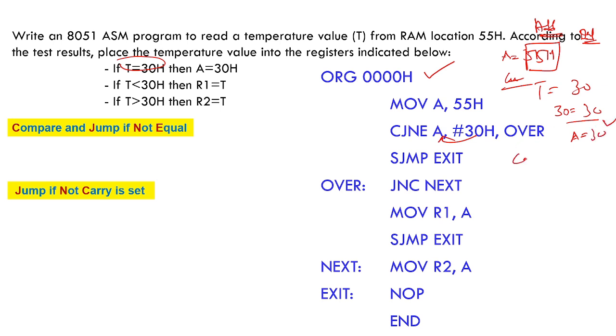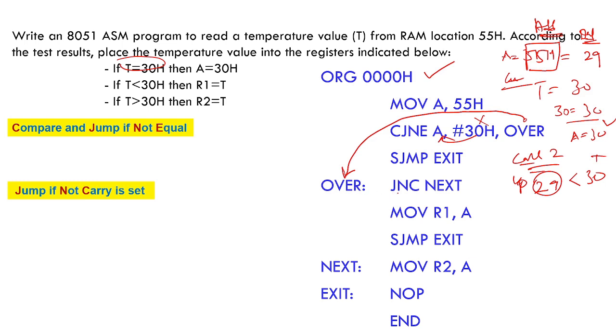Let me say case 2. In case 2, I'm assuming in 55H I'm giving a data of 29. That means your input is less than the reference value temperature. That means what I need to do? It is not equal, so the condition fails here. Then I need to go to over. So if not equal, I need to go to over.